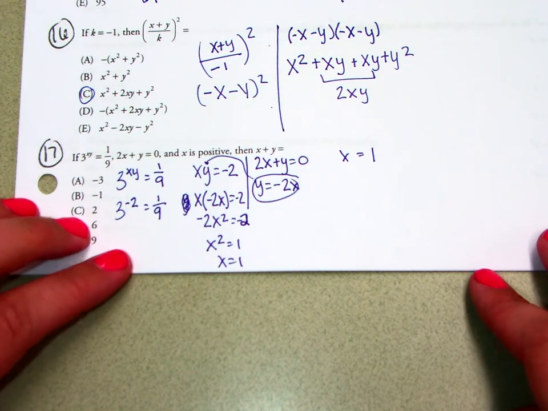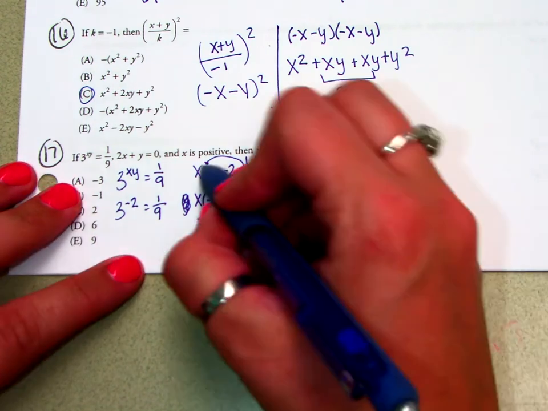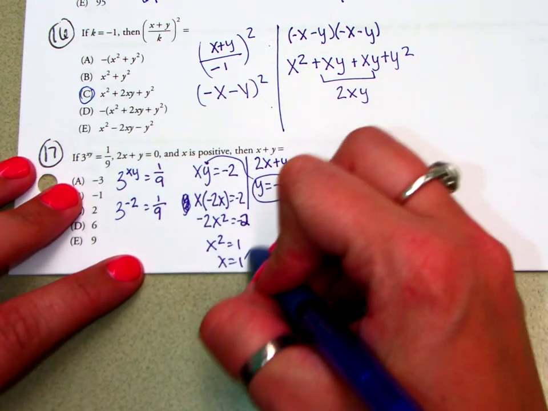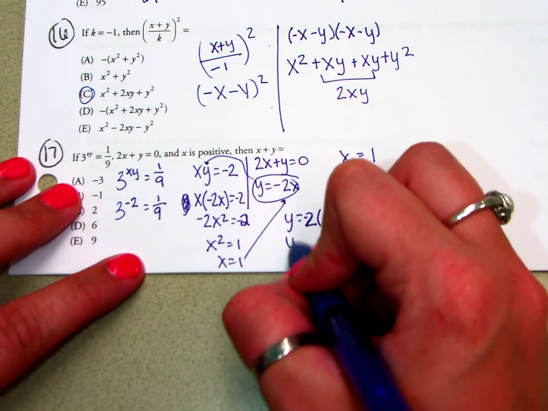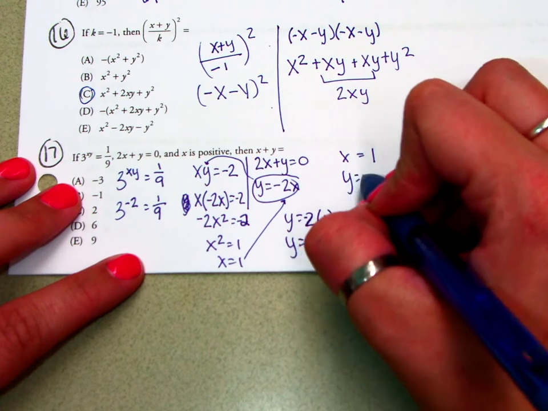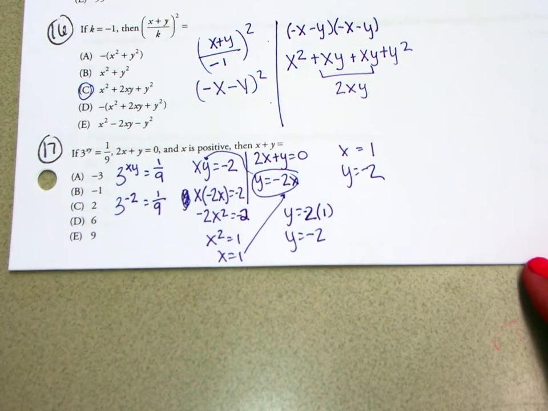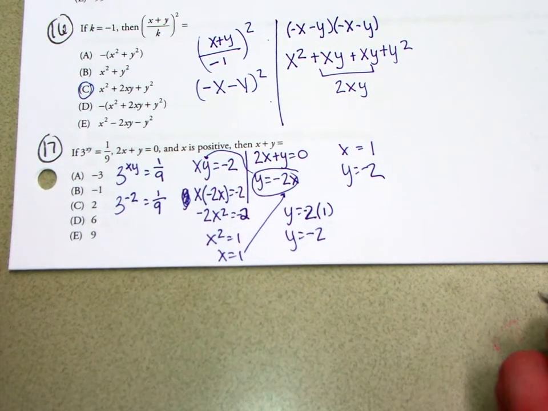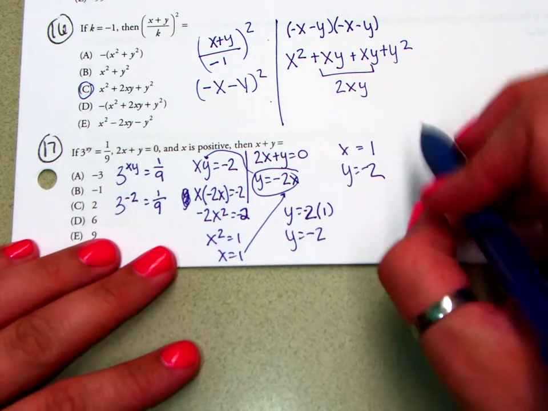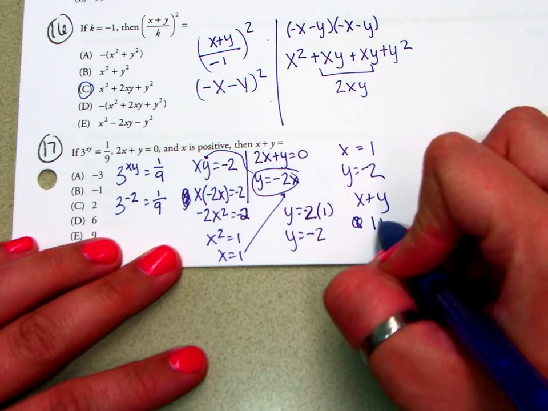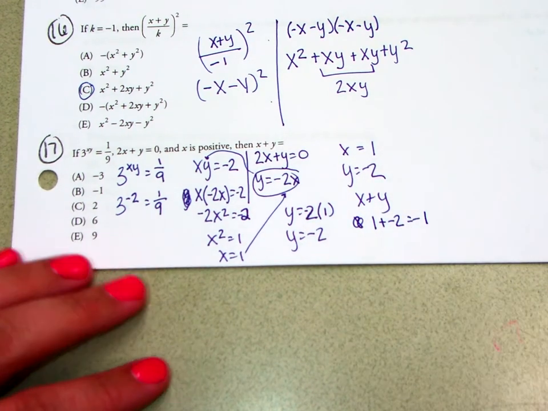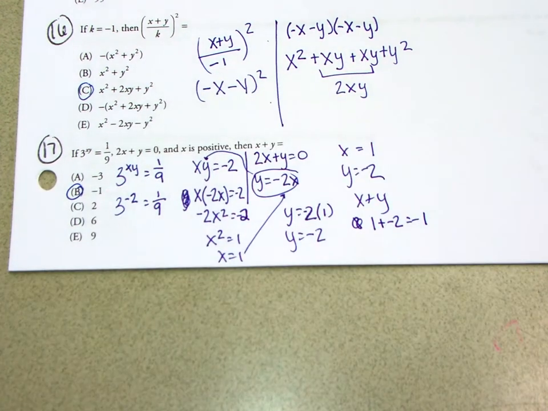To find the value of y, I'm going to plug it into this first piece right here. y equals -2 times 1, so y is equal to -2. And in order to do this problem, I did have to know that 3 squared was 9, so in order to get a fraction, I have to raise it to a negative exponent. To get x plus y, that's the same as 1 plus -2, which is -1, which is answer B.